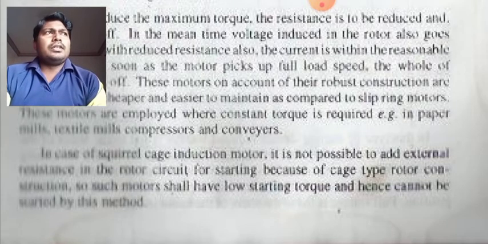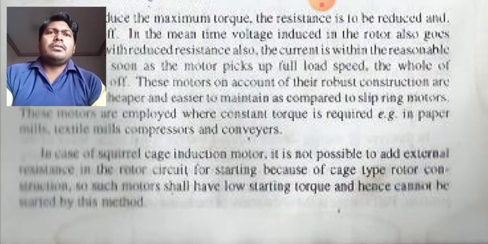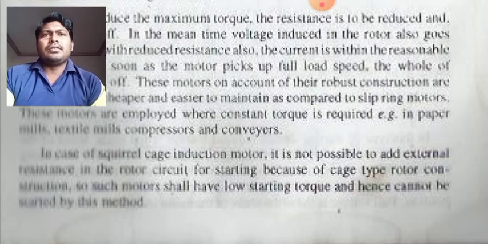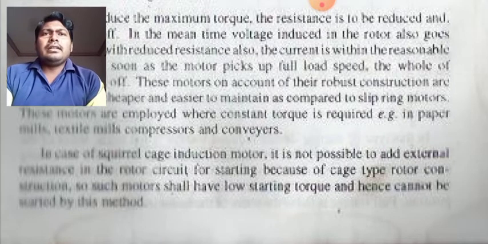So such kind of motors, that is your squirrel cage induction motor, are not suitable for heavy loads like paper mills, textile mills, compressors, or conveyors. So these motors will be used only where the torque requirement is low.